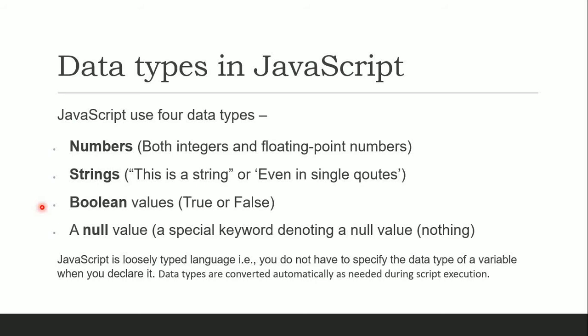Finally, there's something to note: JavaScript is a loosely typed language, which means you don't have to specify the data type of a variable when you declare it. So data types are converted automatically as needed during script execution.